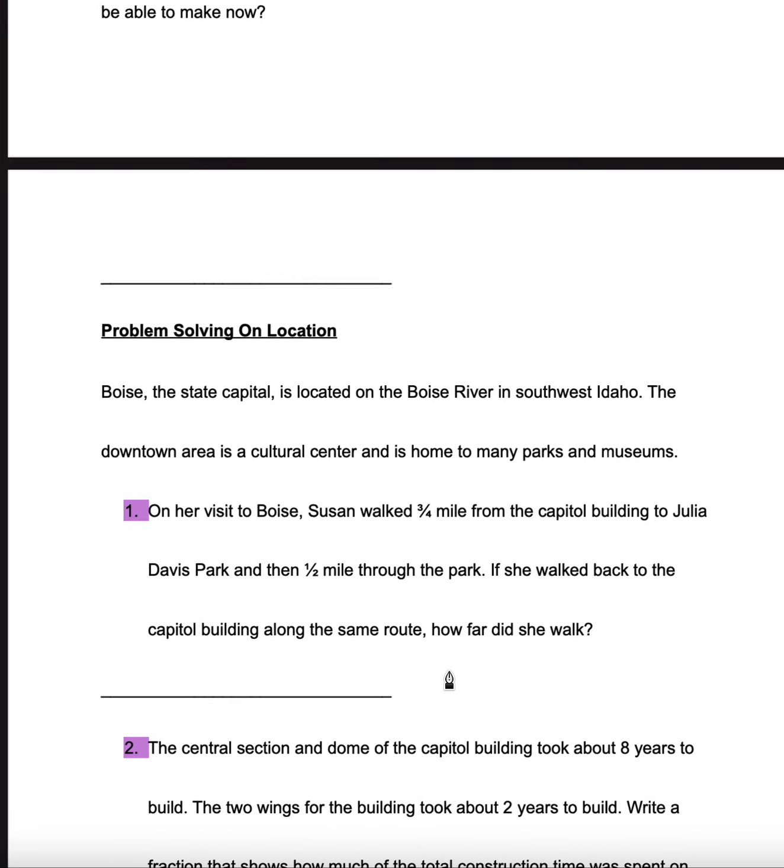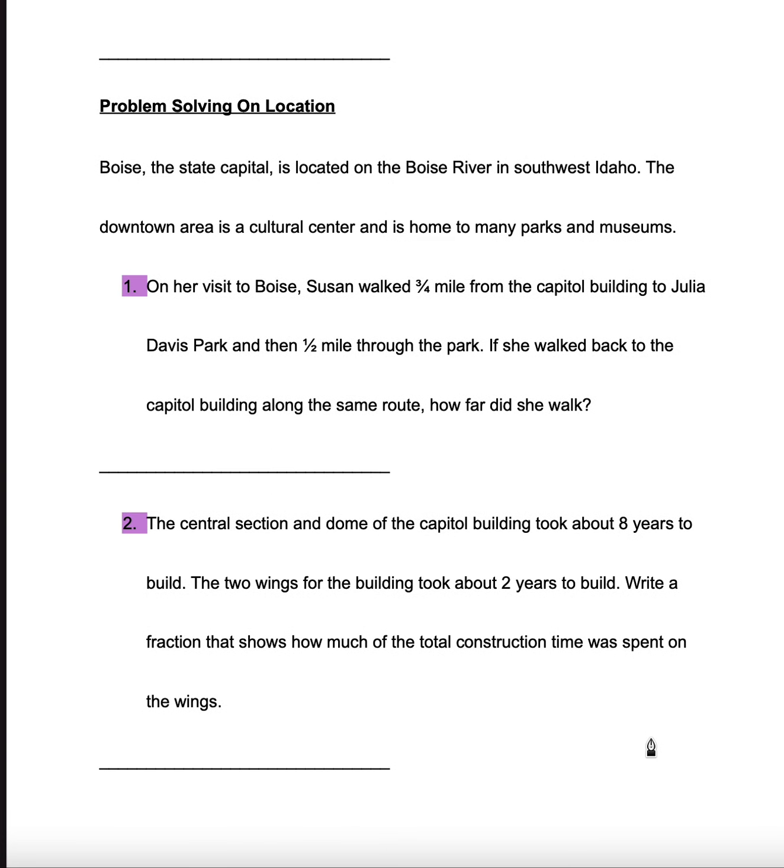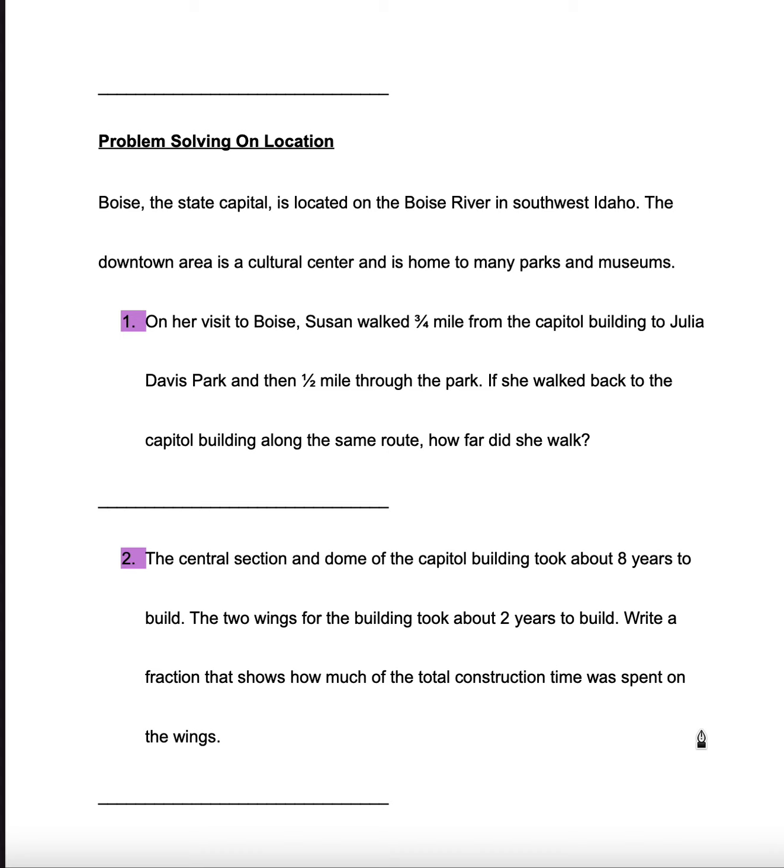Let's move on to page 3 with problem solving on location. Boise, the state capital, is located on the Boise River in southwest Idaho. The downtown area is a cultural center and is home to many parks and museums. On her first visit to Boise, Susan walked 3/4 mile from the Capitol building to Julia Davis Park and then half mile through the park. If she walked back to the Capitol building along the same route, how far did she walk?